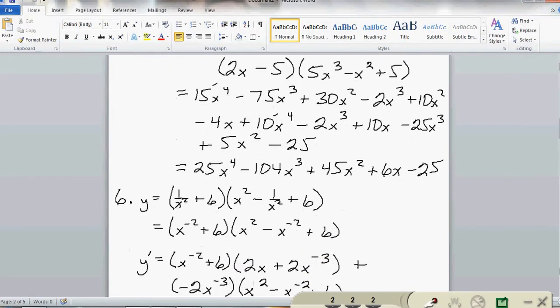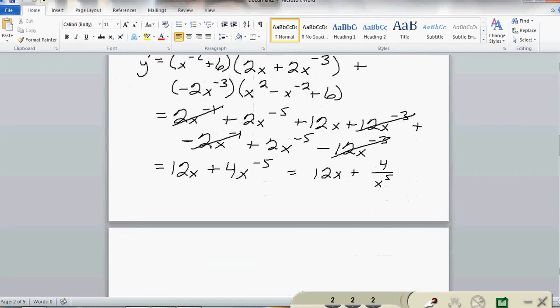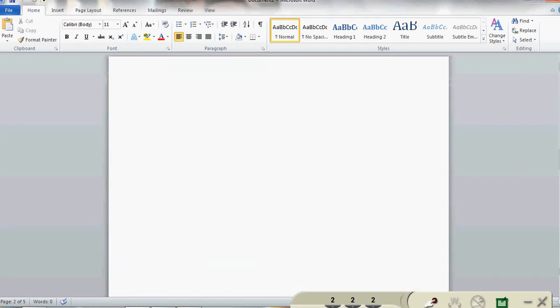And those are the examples for the product rule. Leave the first one alone, derivative of the second, plus derivative of first, leave the second one alone.